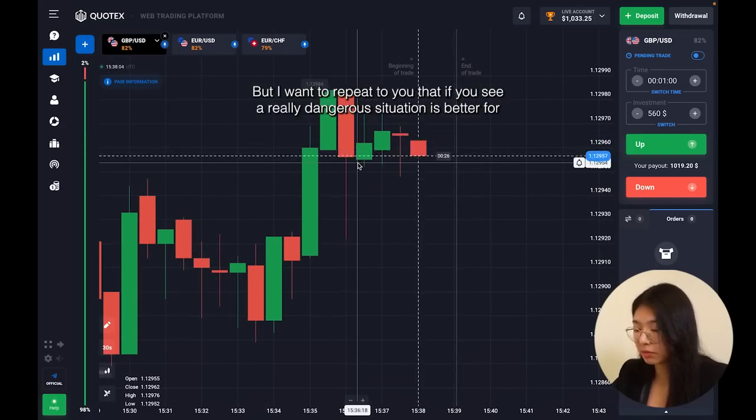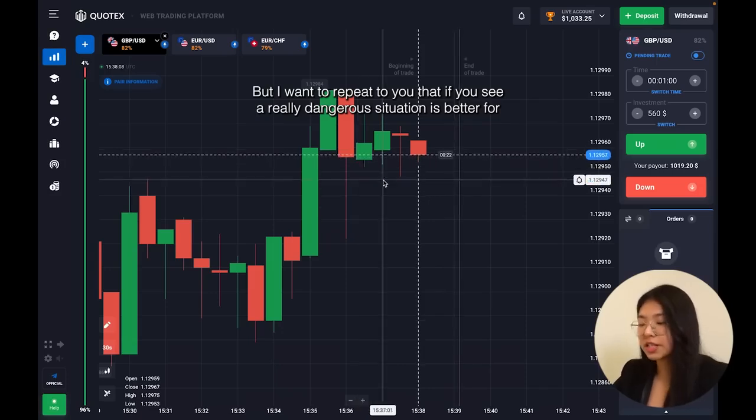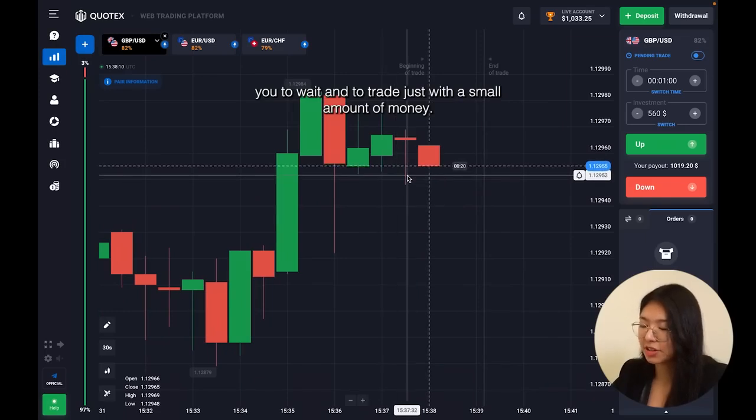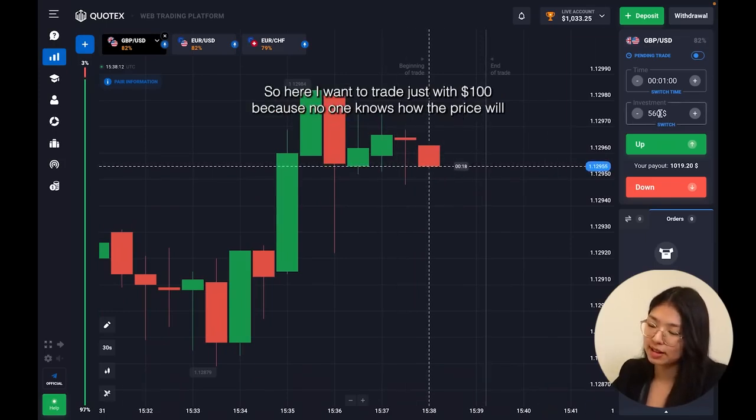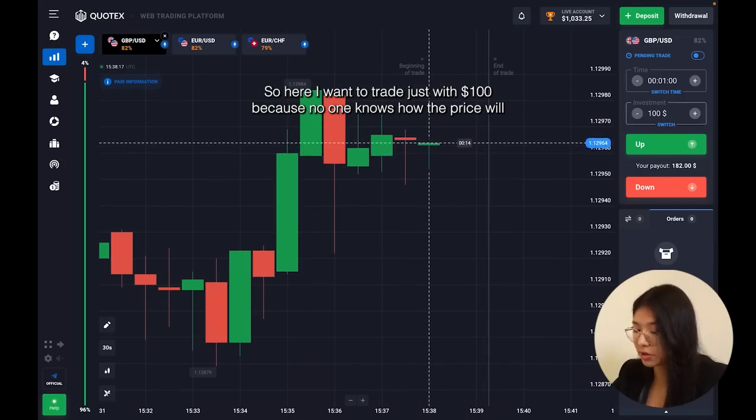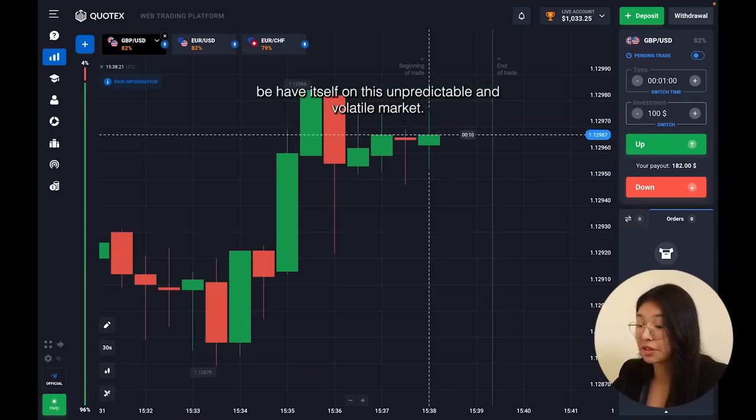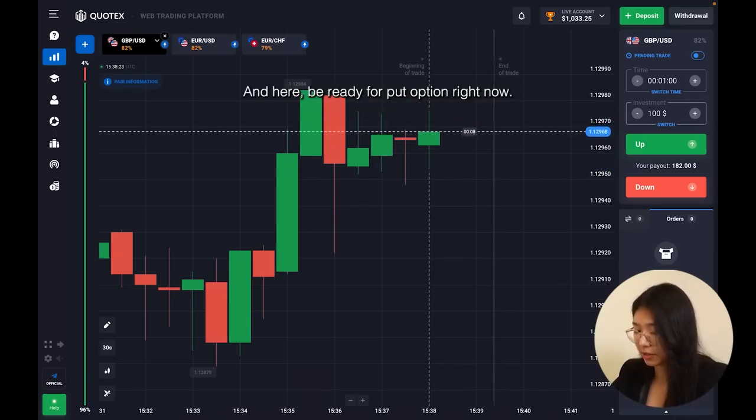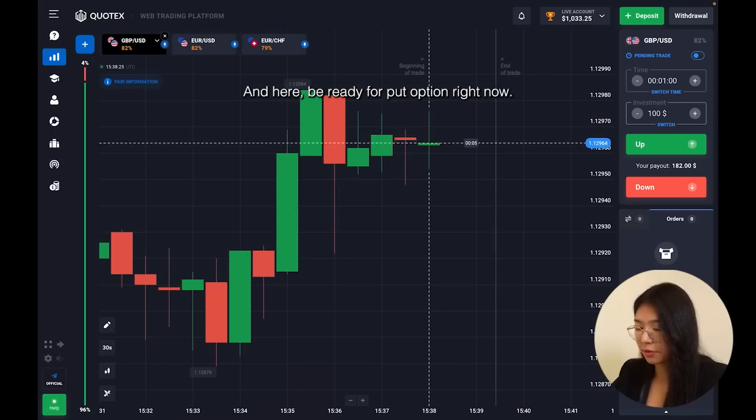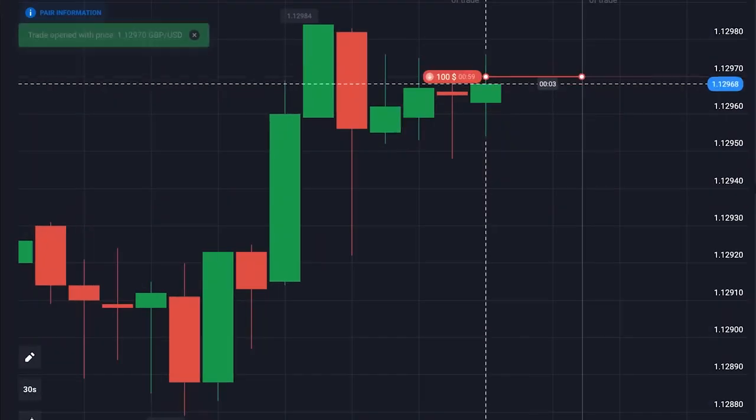I think I want to repeat to you that if you see a really dangerous situation, it's better for you to wait and trade just with a small amount of money. So here I want to trade just with $100 because no one knows how the price will behave itself in this unpredictable and volatile market. So here be ready for put option right now.